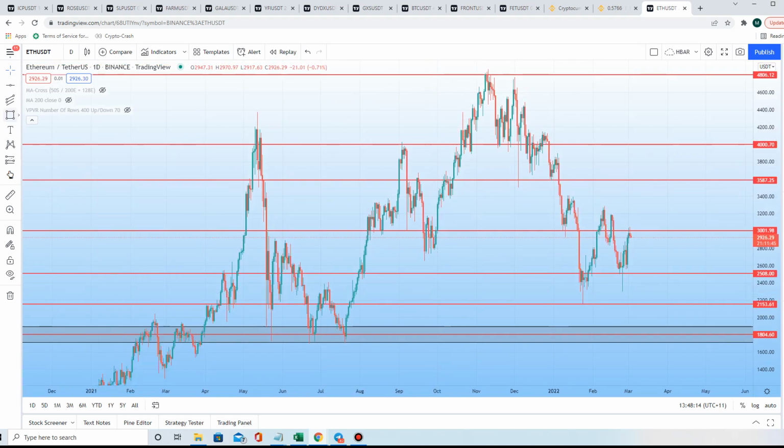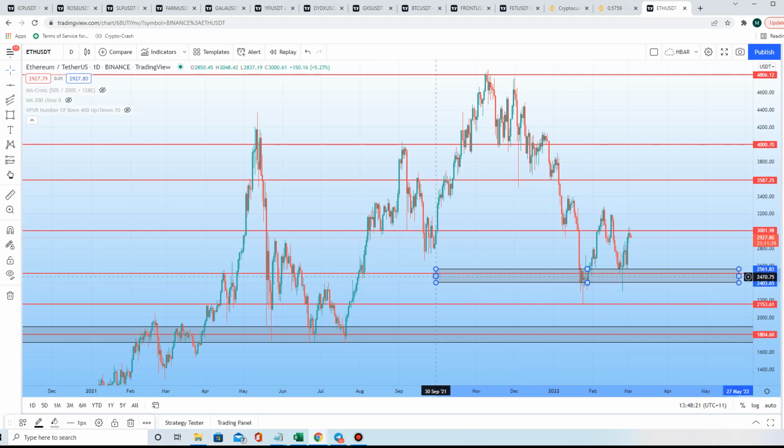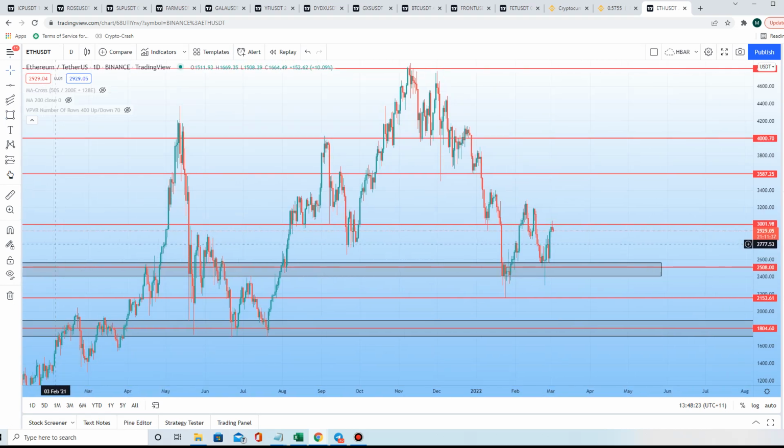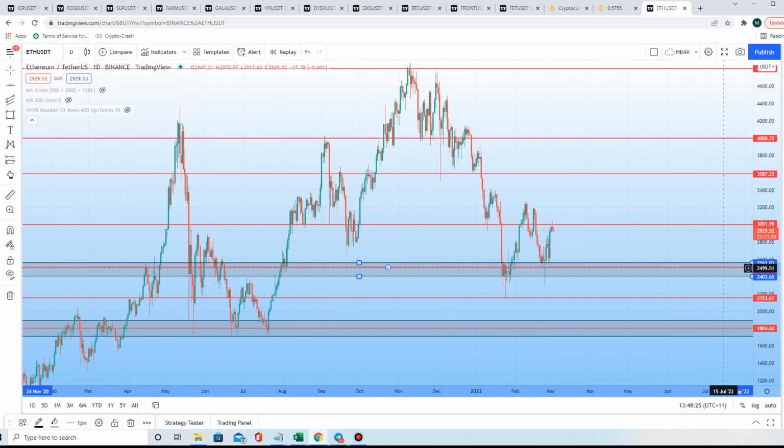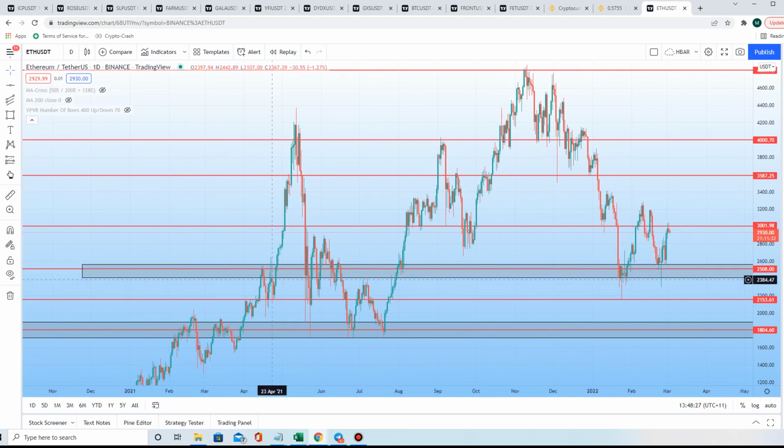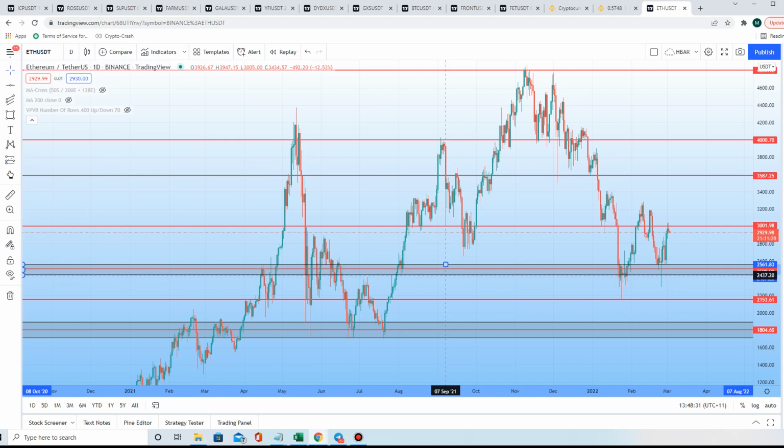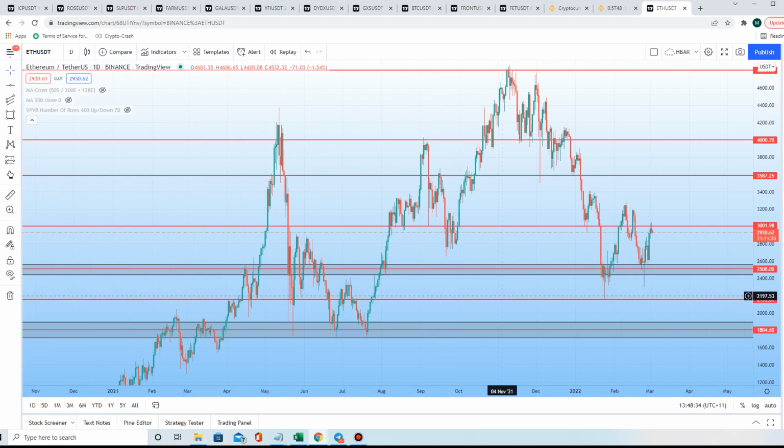Moving up a little bit more, we do have more of a dynamic support over here. We can draw that one in, and again, it is going to be a little bit more of a range for that horizontal support, which is sitting around 2,500. We can move this one across, and we're going to bring it up just a tiny bit. A much smaller range, but in fact a range nonetheless.